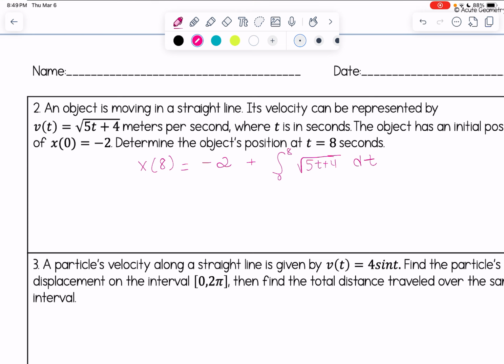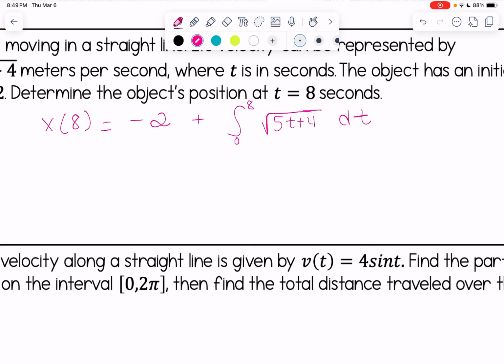All right, so if I evaluate this, because we want to figure out what x of 8 is, I'm going to have to integrate here. When I do that, I'm going to imagine that we have a 5 here, and think about this being basically an application of the chain rule, which means that we're going to balance that out with a 1/5 in front. Just as a side note, the square root of 5t plus 4, remember that's the same thing as 5t plus 4 to the 1/2 power. So I'm going to be using that to help me integrate.